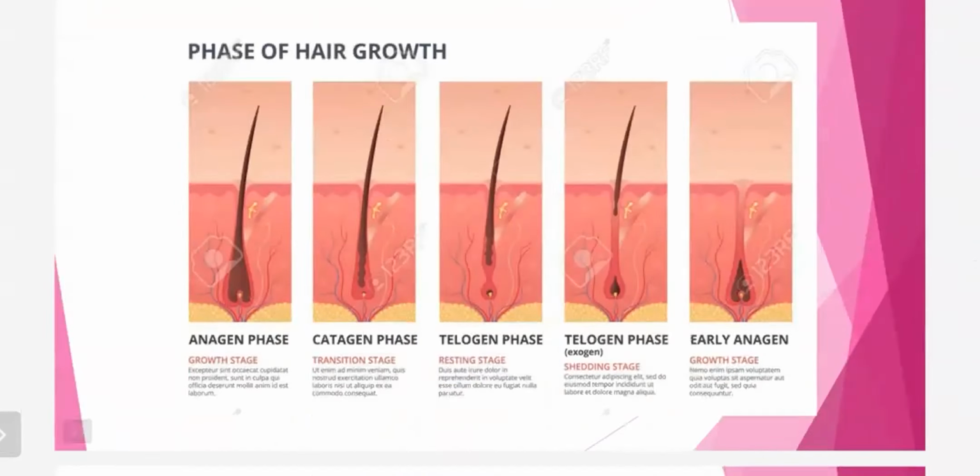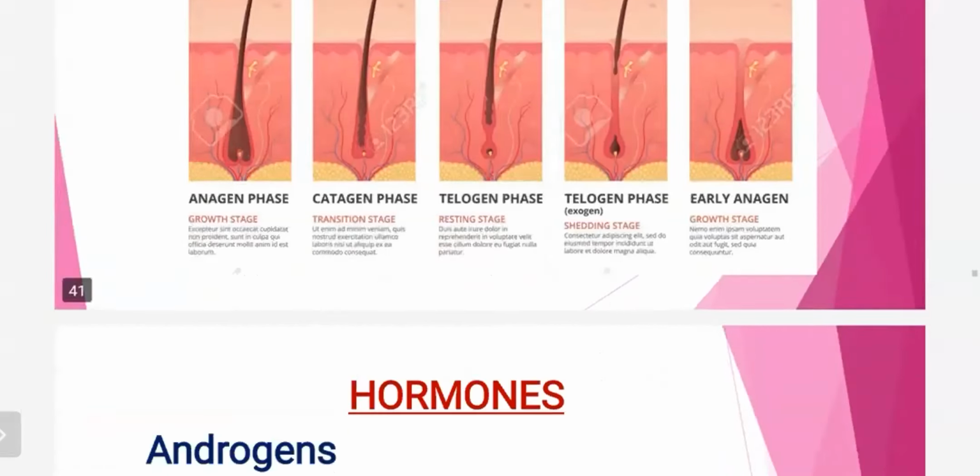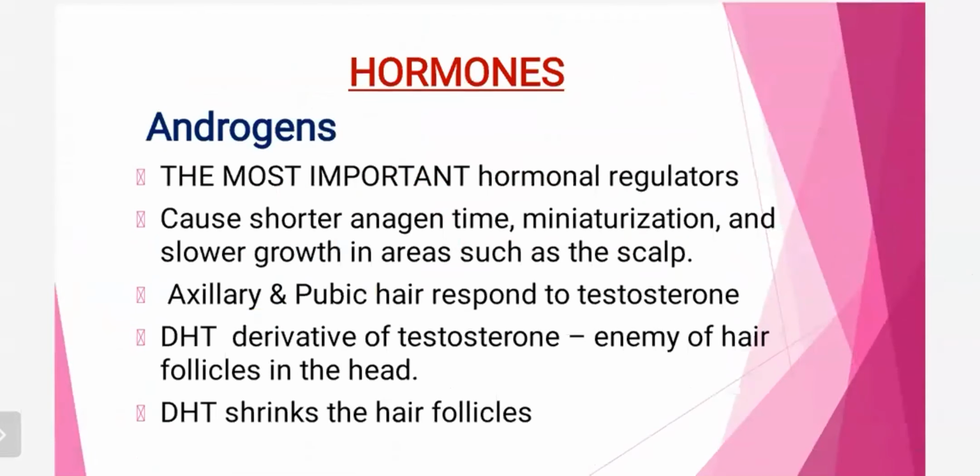So this is the growth cycle that we have discussed: the anagen phase, catagen phase, telogen phase. Telogen phase means it is the dead phase and the hair will shed out. The telogen phase is also termed the exogen phase. That means hair will fall out and be replaced with new hair, and early anagen will start.